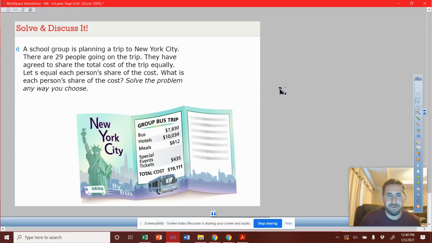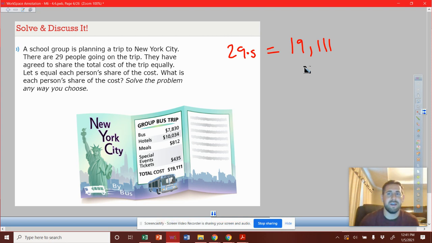So we've got to figure out the total cost is $19,111. There are 29 people going. So 29 people are each going to pay their share, and that's going to equal the total amount of $19,111. So for us to figure this out, we have 29 times S. When a number is right next to a variable, it's multiply.